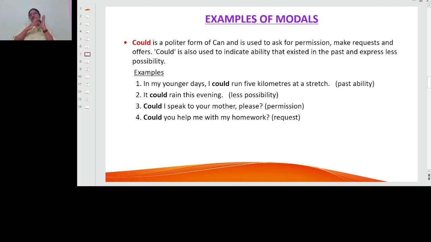Okay. Past, I have some habit. I could run at that time. I could learn 5 languages at that time. Now I'm not able to do that. So you are expressing your past experience, and in that case also, you can use could.